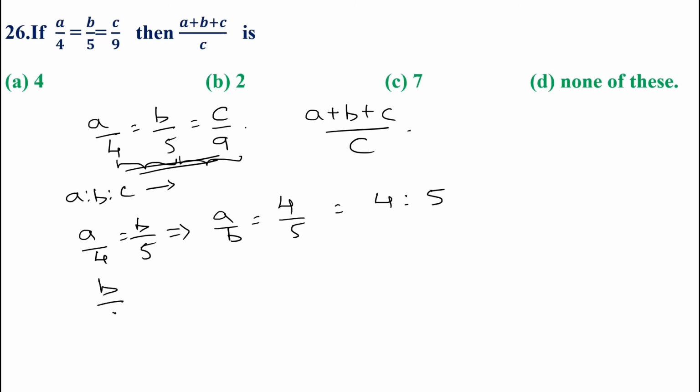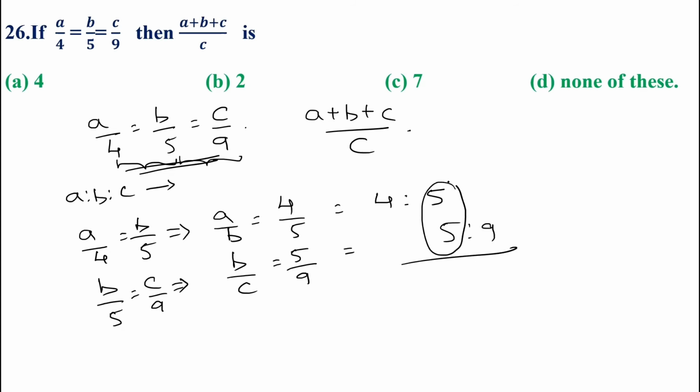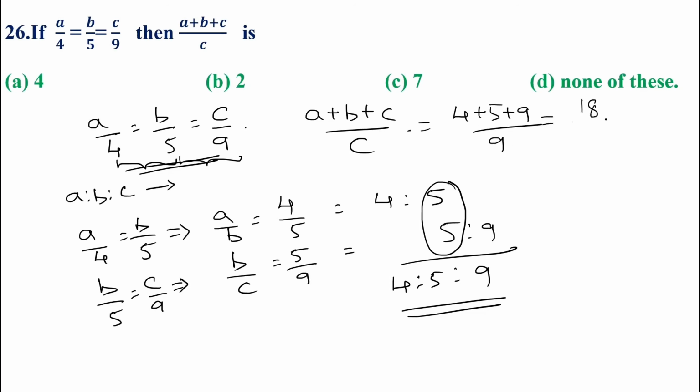B by 5 is equal to C by 9. So this will become B by C is equal to 5 by 9, which can be written as 5 is to 9. As B is equal, it is not necessary to change. So 4 is to 5 is to 9. A means 4, B means 5 and C means 9. 4 plus 5 plus 9 by C, which is 9, will become 18 by 9, that is equal to 2. So option B is the correct answer.